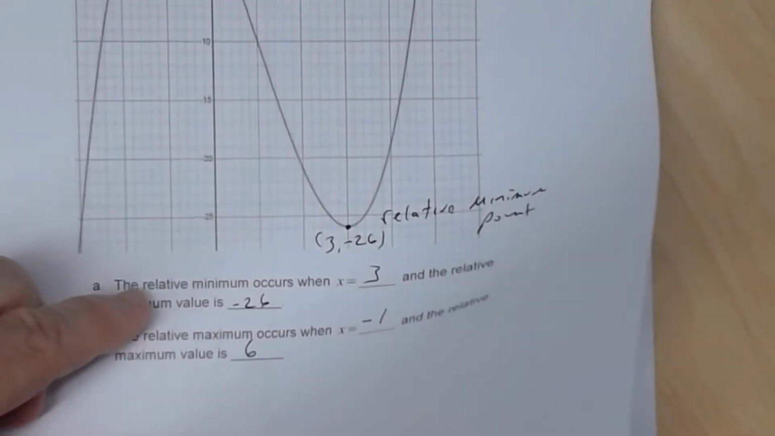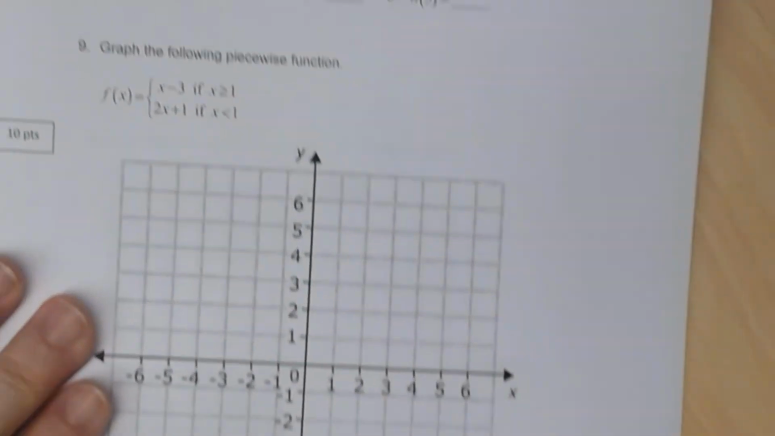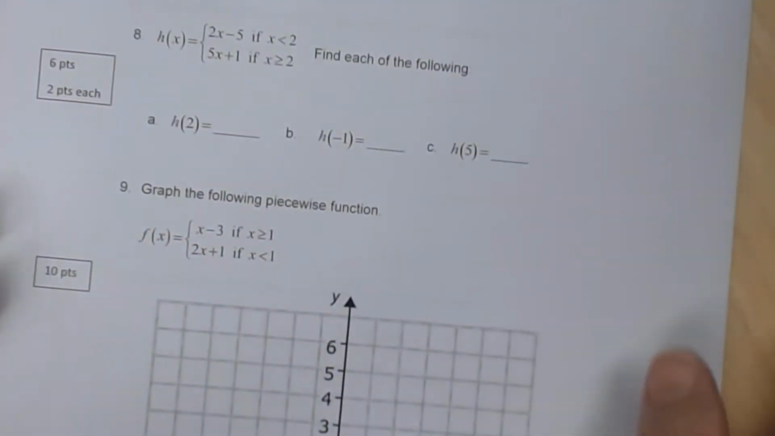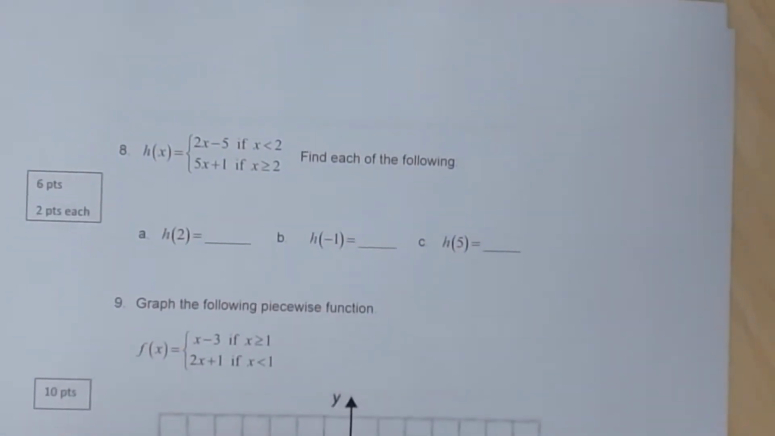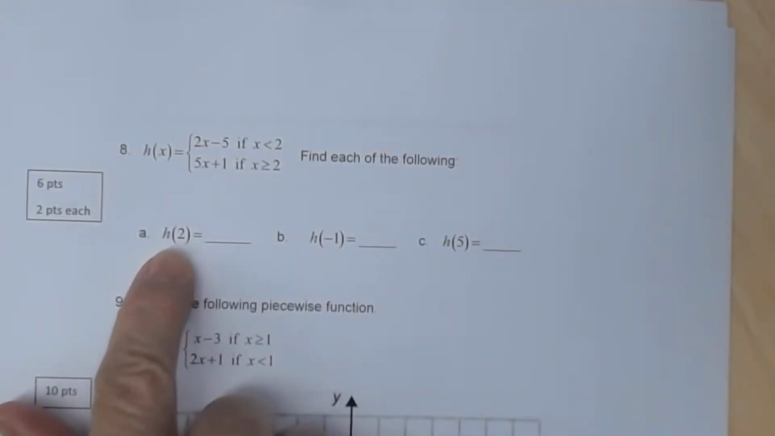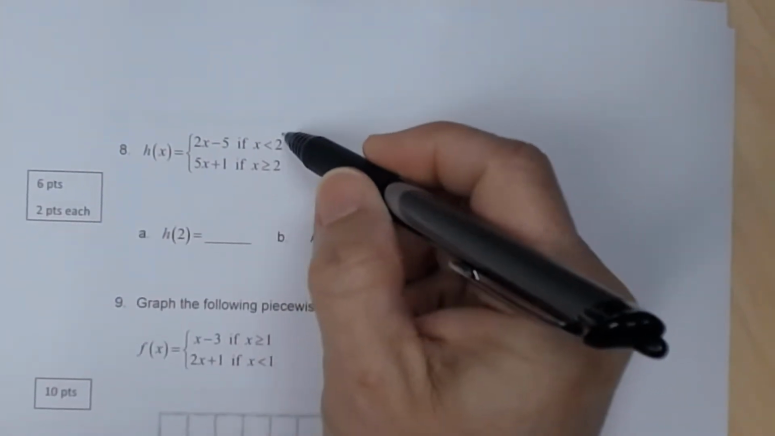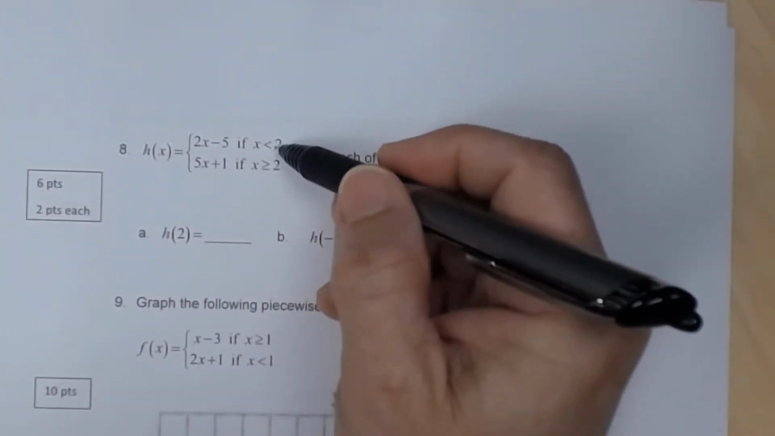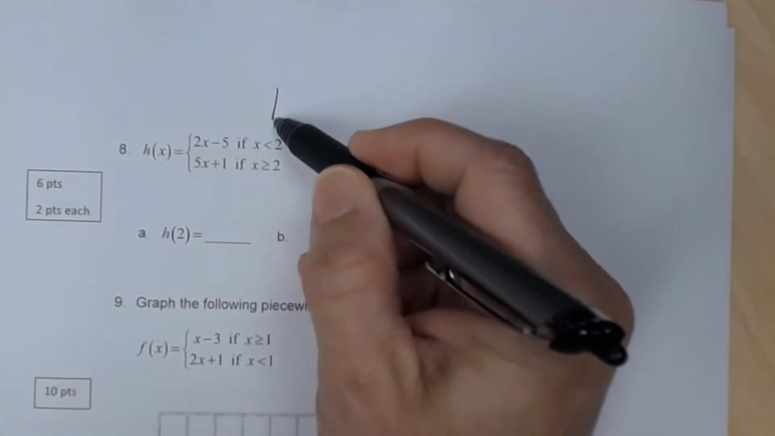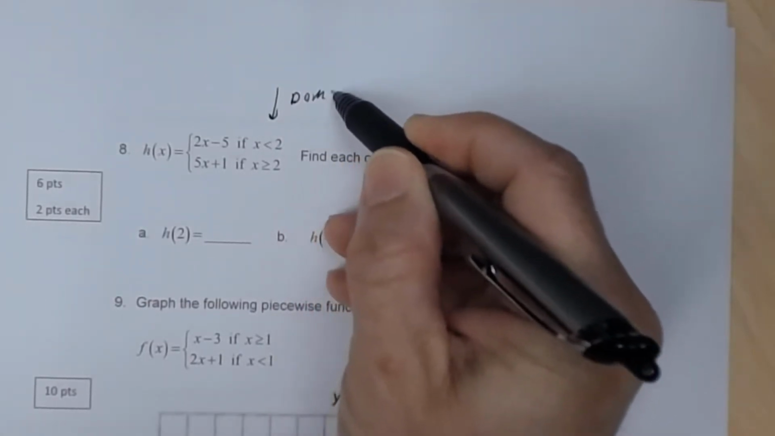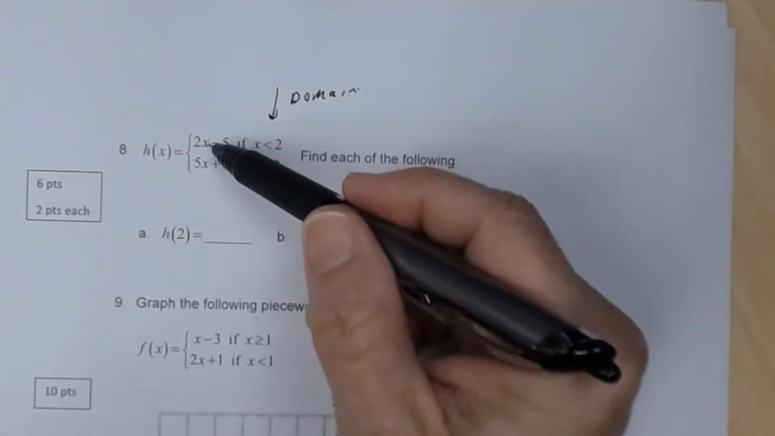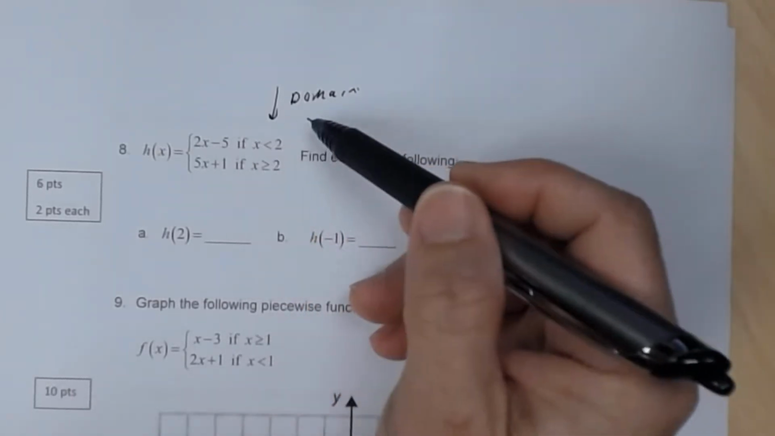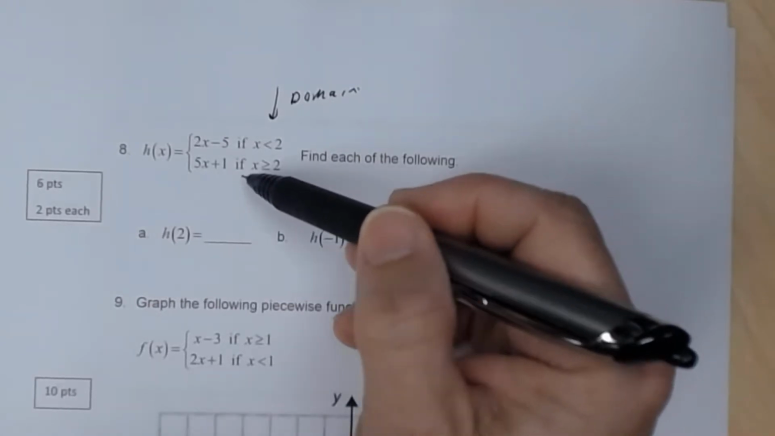All right, number 8. You're given a piecewise function, and you're just asked to find these function values. Now remember, this is your domain right here. If x is less than 2, I'm going to use this function. If x is greater than or equal to 2, I'm going to use this function.